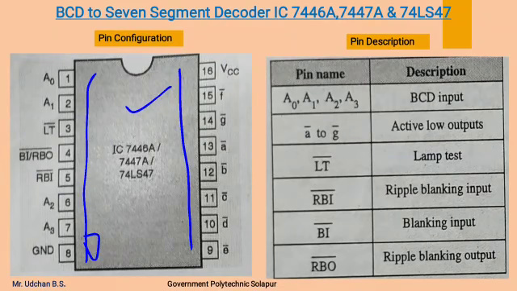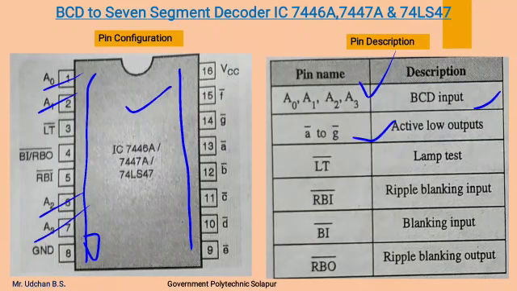This IC pin description is given in this table, where this is a BCD to 7 segment decoder IC. So the BCD inputs are A0, A1, A2, A3, which are connected to pin number 1, 2, 6 and 7. These are the BCD inputs. A bar to G bar are the active low output pins, that is, these pins are going to be connected to the 7 segment display.